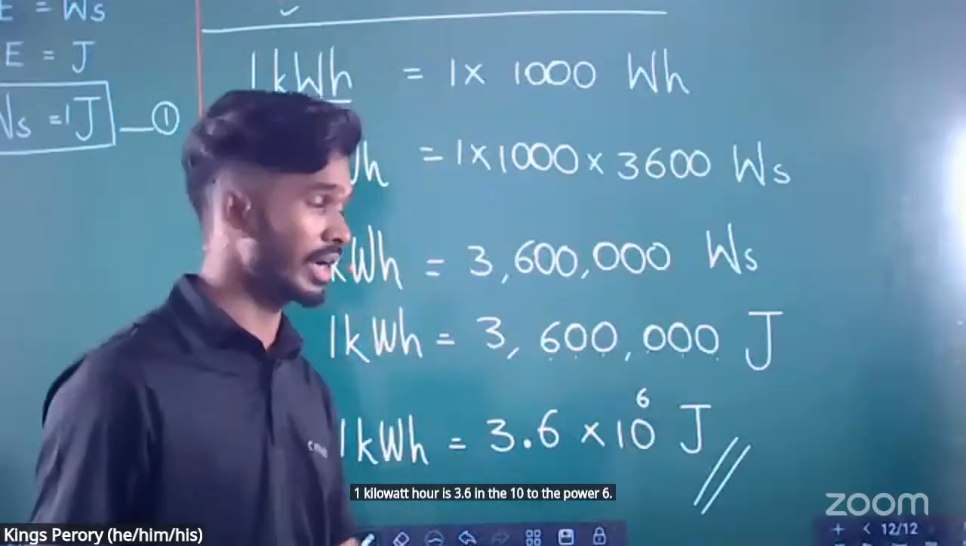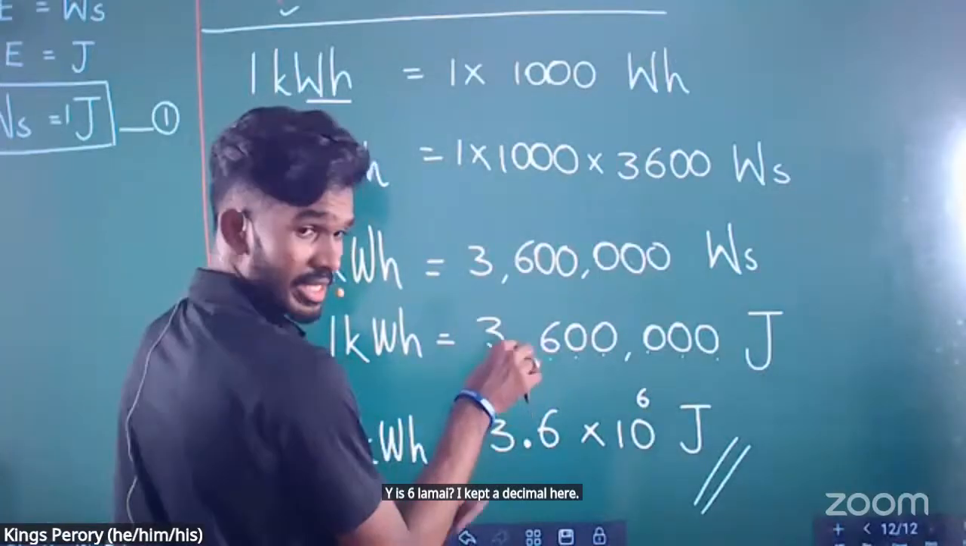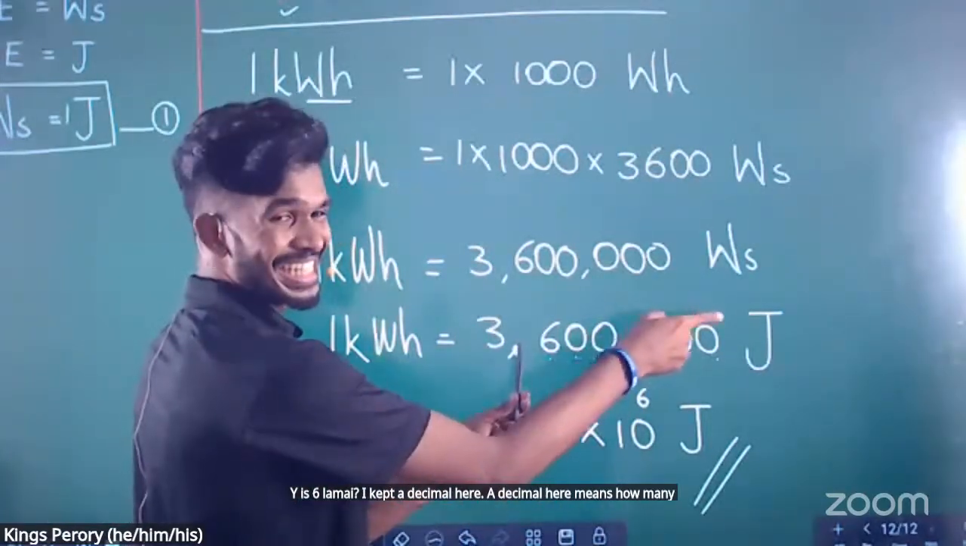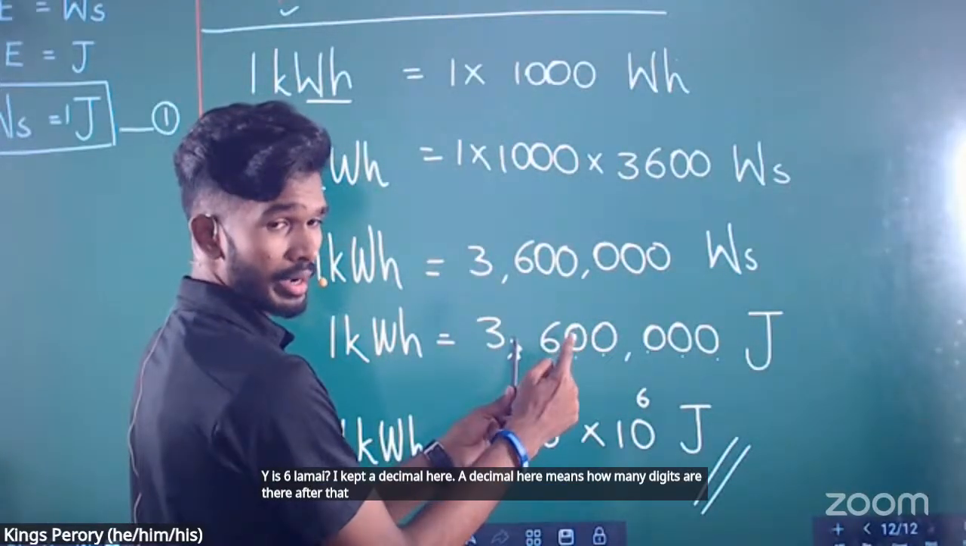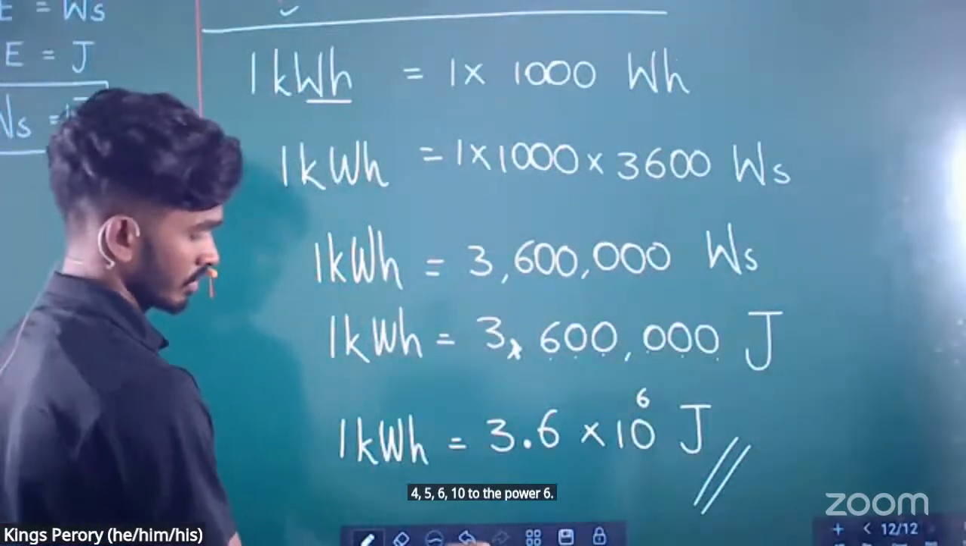Why 6? I kept a decimal here. A decimal here means how many digits are there after that? 1, 2, 3, 4, 5, 6. So 10 to the power 6.